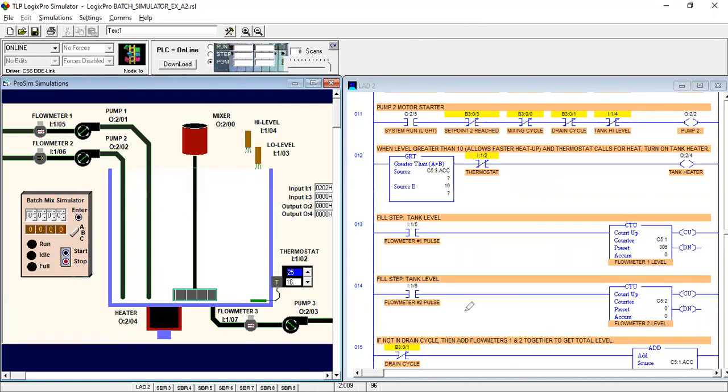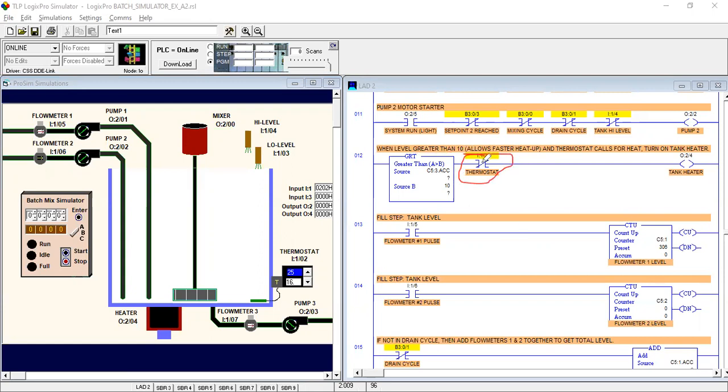Okay, so this is our rung 12. In rung 12, we have to connect a greater than instruction. In the greater than instruction, in source A we have to connect the counter accumulated value, and in source B we have to connect the value 10, manually, because here we have to connect greater than 10.